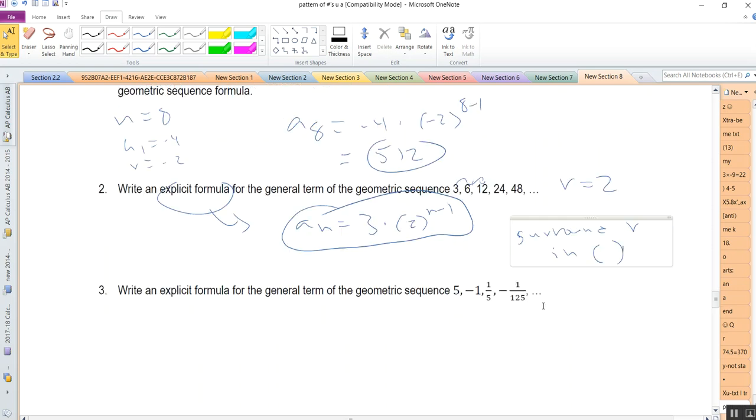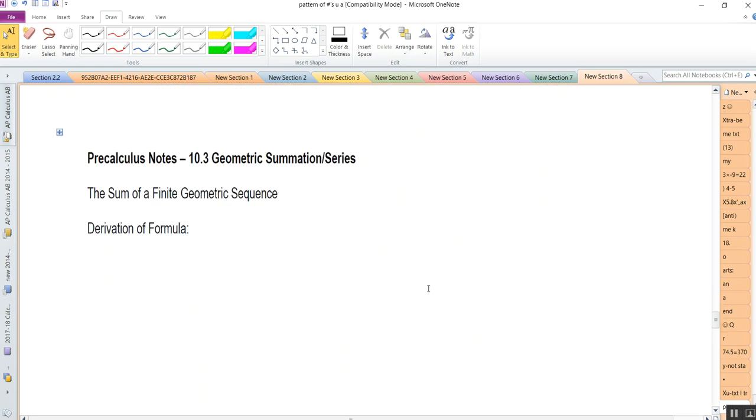And then lastly, we have something called a geometric series. So a series is when you're adding up all the terms. I didn't really make that distinction very clear. A sequence is just a list of numbers. The series is a sum of numbers.